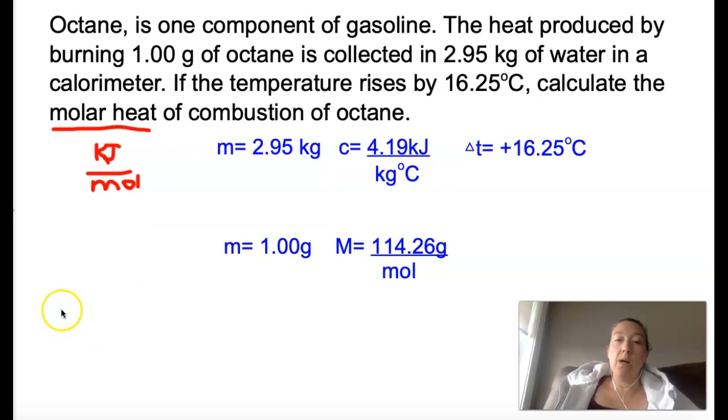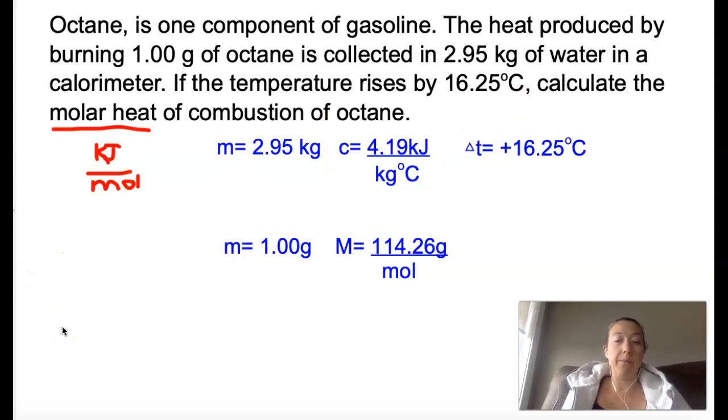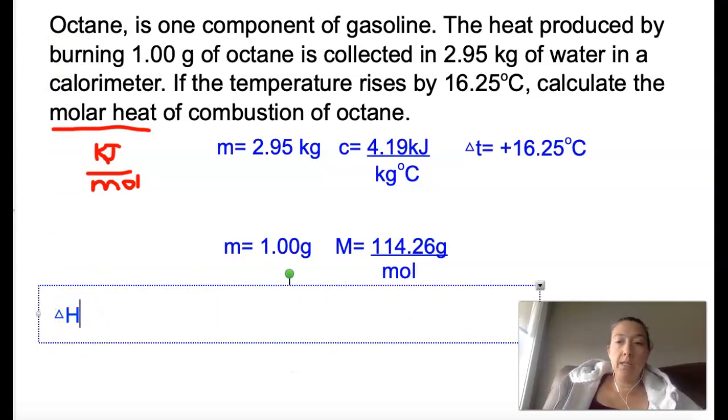All right, so how this calculation is going to work. I'm just going to copy that symbol so I don't have to keep going the long way. We are trying to calculate molar enthalpy. So the symbol for that is delta H. Unit-wise, I am looking to get kilojoules per mole.